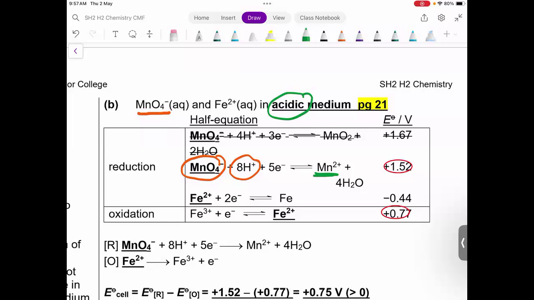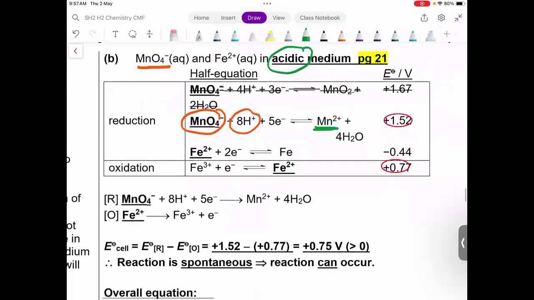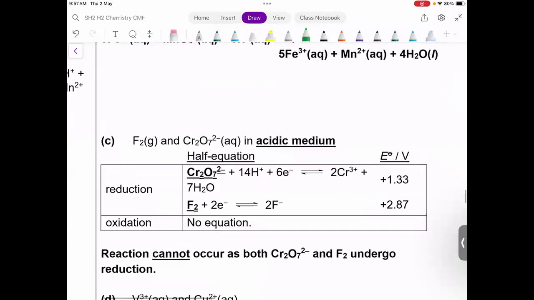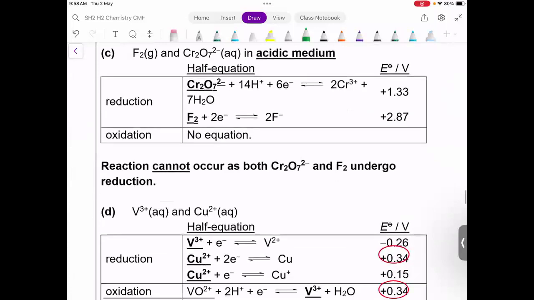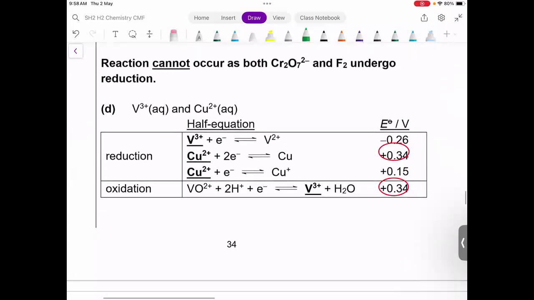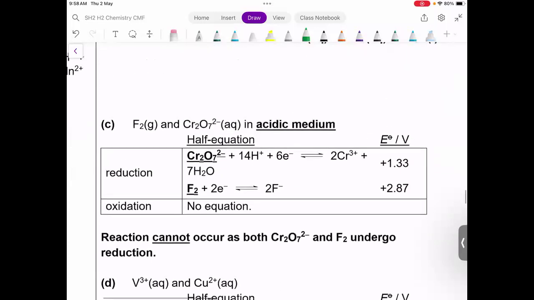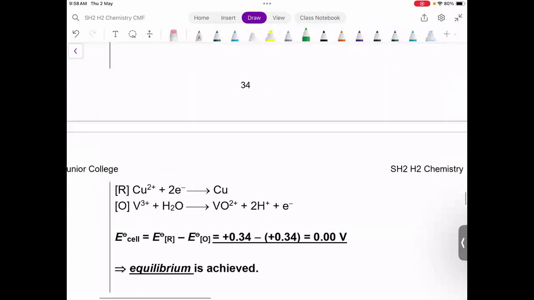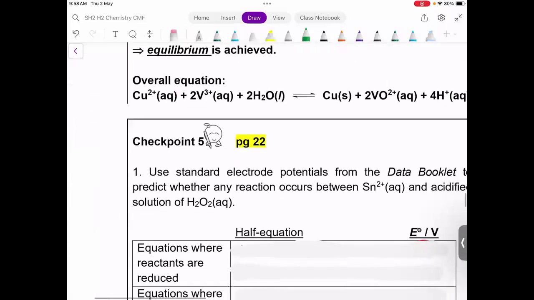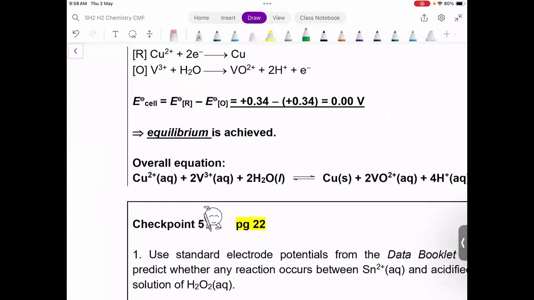Okay, can? With that, you choose that as your half equation. Then oxidation must be iron 2+ oxidized to iron 3+. When you calculate, you see that it is more than 0, so this is a spontaneous reaction. The last one, you can look at on your own. Do you have any questions to clarify with me? If not, you can try the next checkpoint.